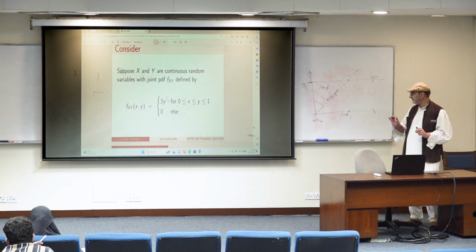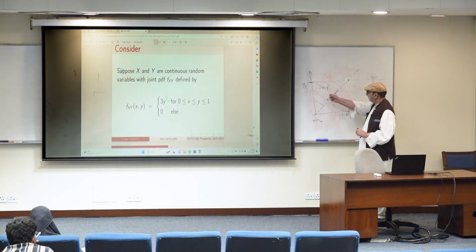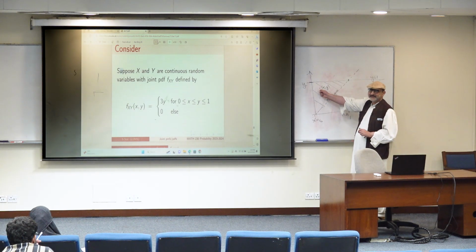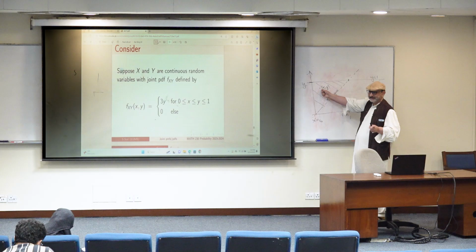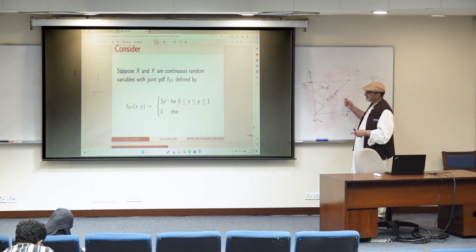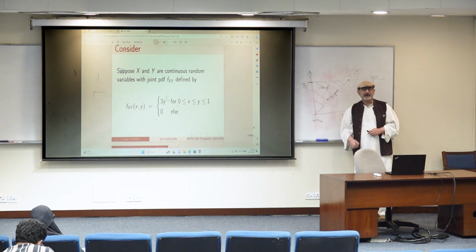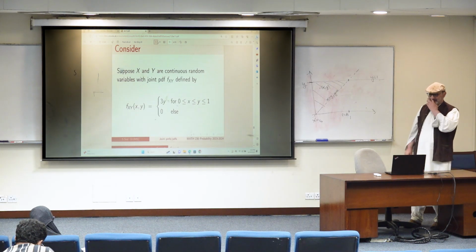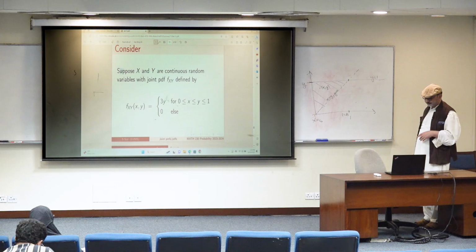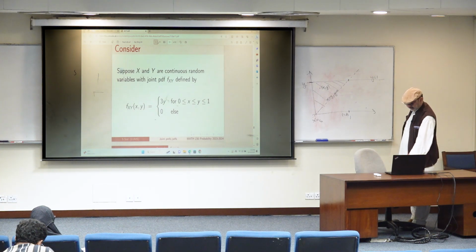Inside that region, the probability density takes the value 3y. Right? At the point xy, which is inside the region, the PDF, the probability density, takes the value 3y. Outside that region, the probability density takes the value 0.